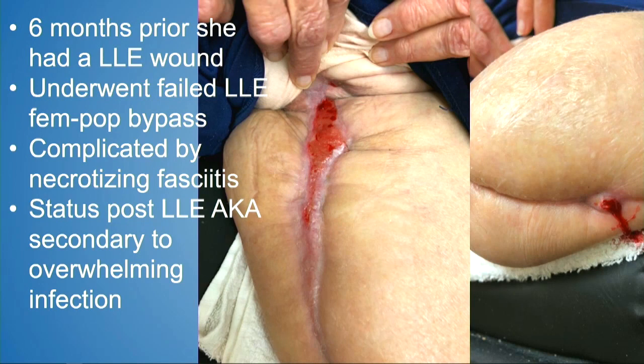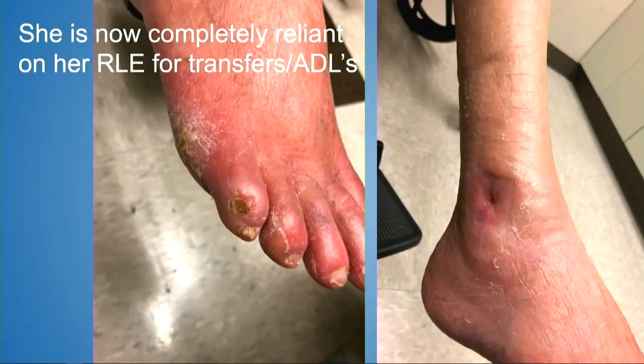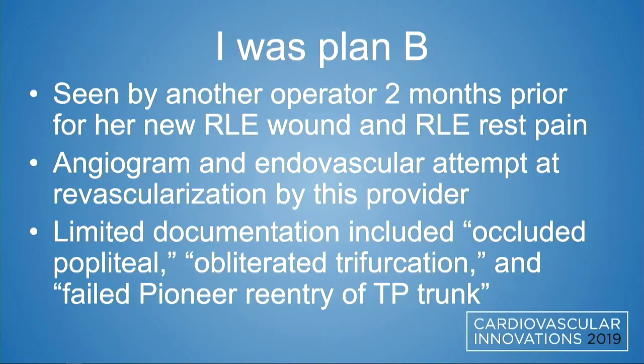She underwent a femoral popliteal bypass that was complicated, unfortunately, by a severe case of necrotizing fasciitis that led to a left lower extremity above knee amputation, secondary to an overwhelming infection. She lost the leg above the knee and also has a vascularized but certainly not healing wound all the way extending up into the thigh and groin of the left leg. This leaves her completely dependent on this right lower extremity for her transfers and radials, and that foot has exquisite severe rest pain.